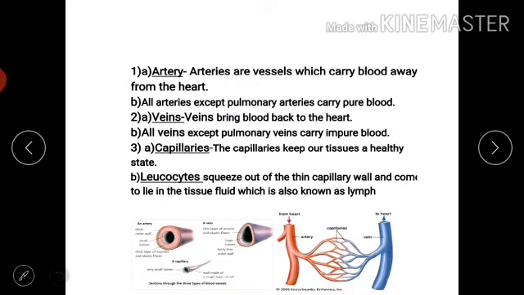Artery. Arteries are vessels which carry blood away from the heart. All arteries except pulmonary arteries carry pure blood. Veins. Veins bring blood back to the heart. All veins except pulmonary veins carry impure blood.